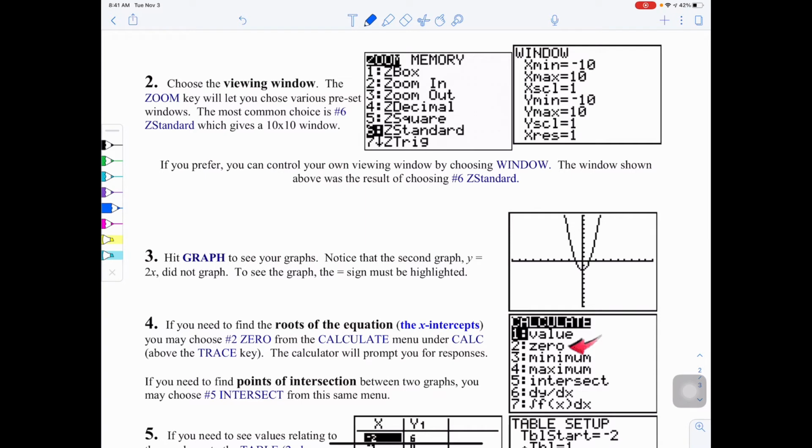Now moving on to section 2, the viewing window. Choose the viewing window. We have talked about this before. I would like you to be choosing zoom, which is a key underneath your screen, one of the graphing buttons, and I want you to choose choice 6, which is standard. This will take you to your standard window that you see over here, going from -10 to 10 on the x-axis and the y-axis, with an x scale of 1 and a y scale of 1. Then from there, you can manipulate your window, you can zoom in or zoom out.